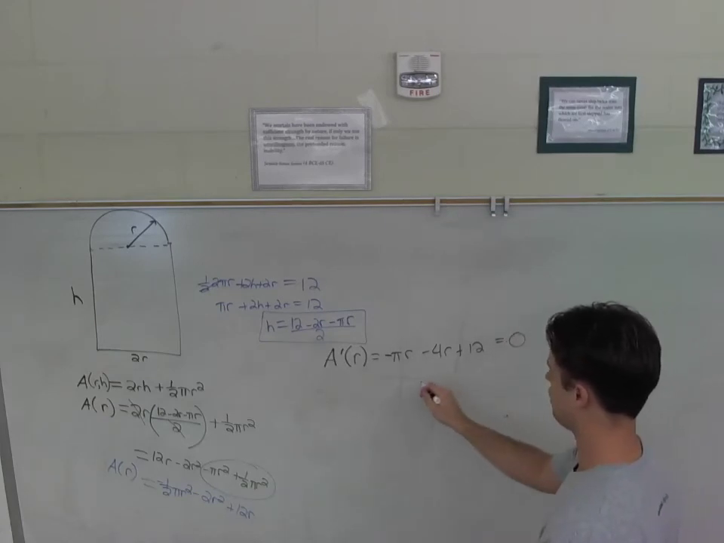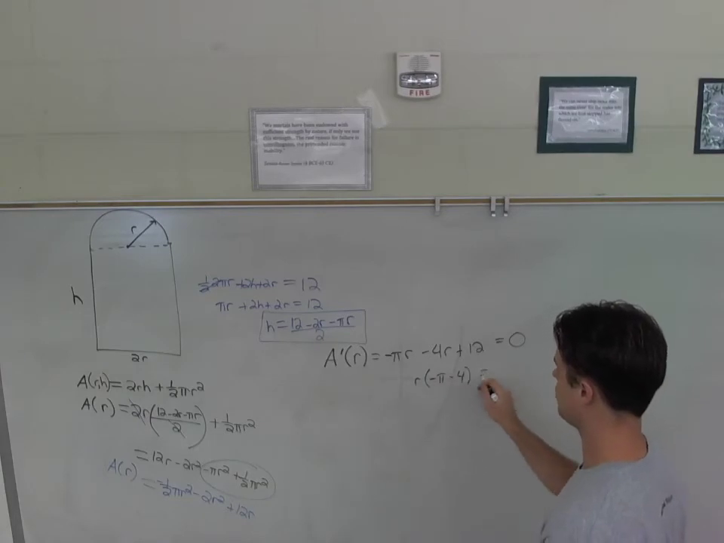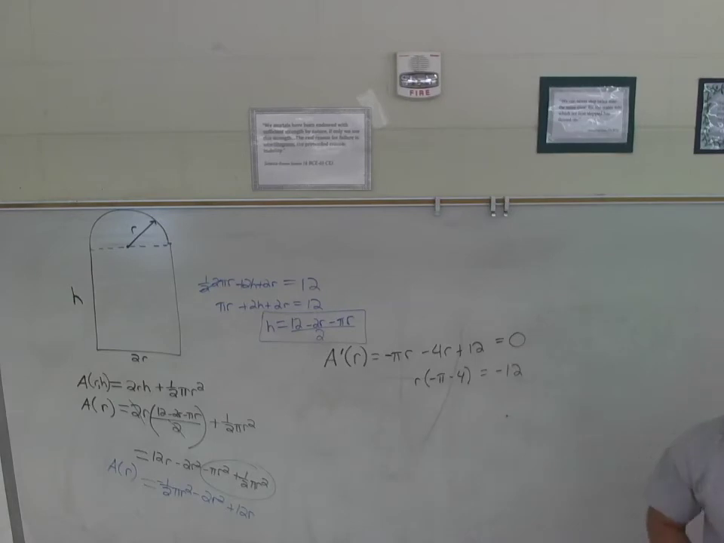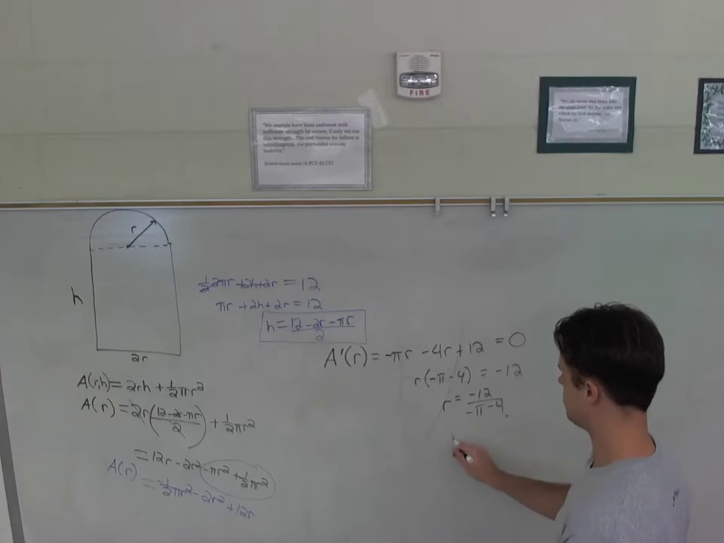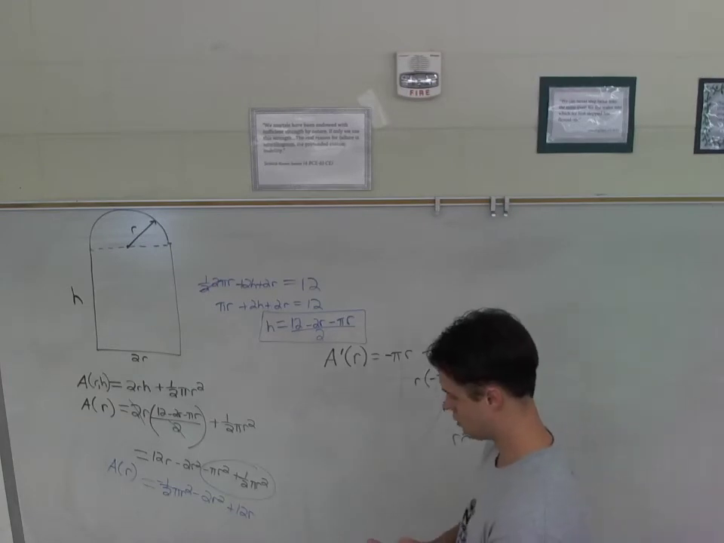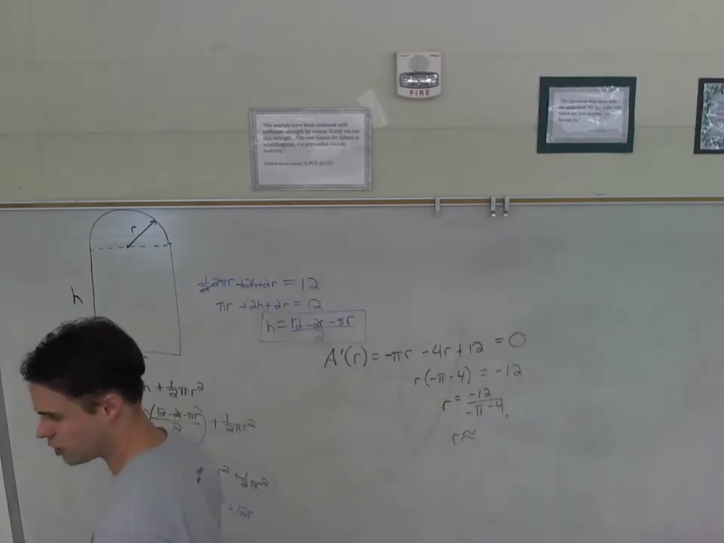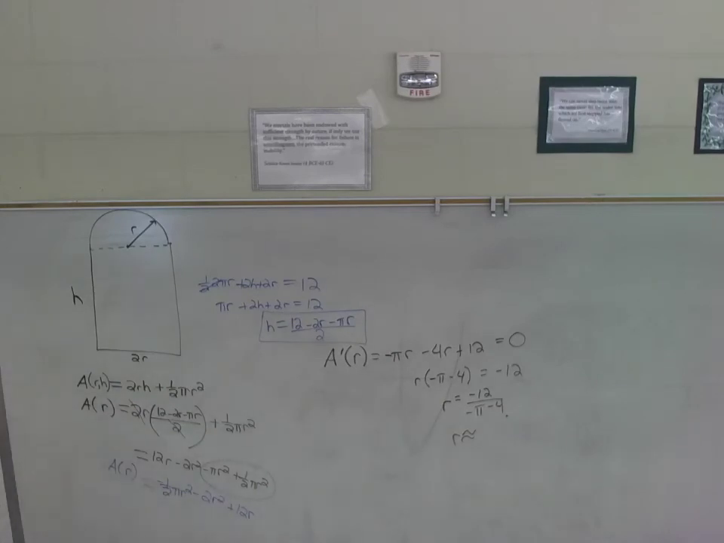If I factor out r, we're going to have negative pi minus 4 times r equals negative 12. Just follow me? So r is negative 12 over negative pi minus 4. See what that is, please. That's the exact answer. By the way, can your calculator give you that exact answer? No, it cannot. So put that in your calculator and see what it is about.